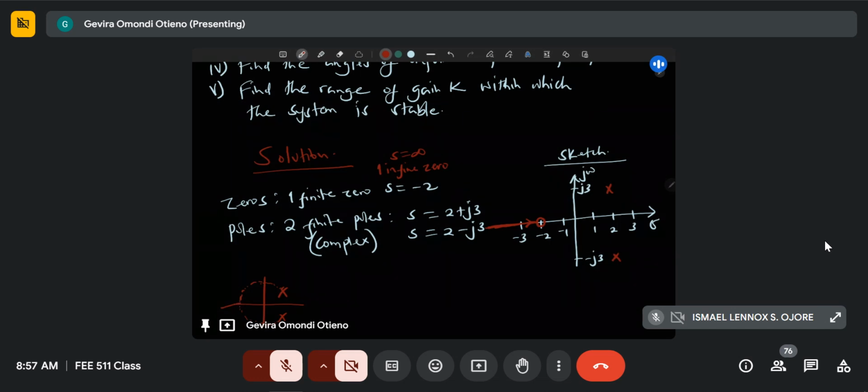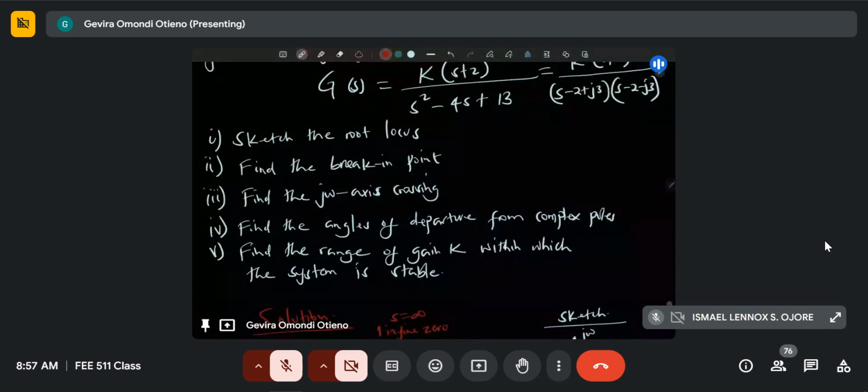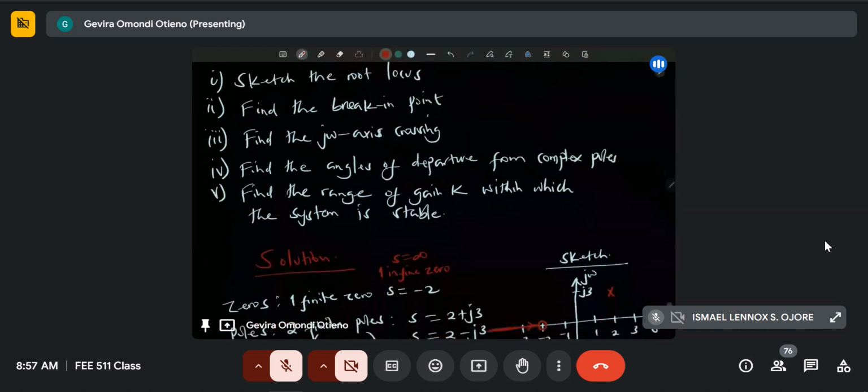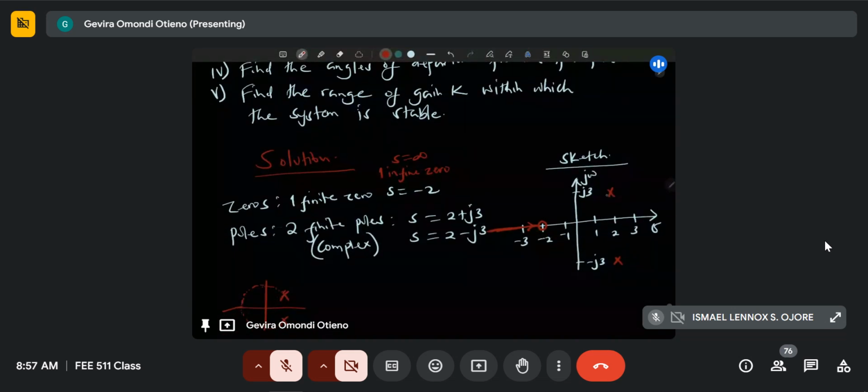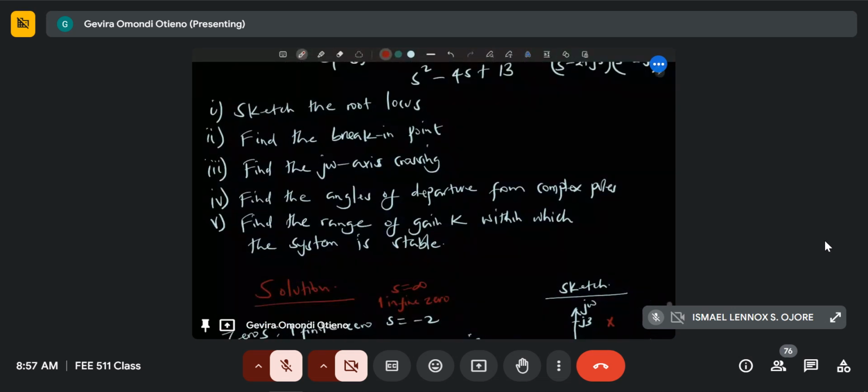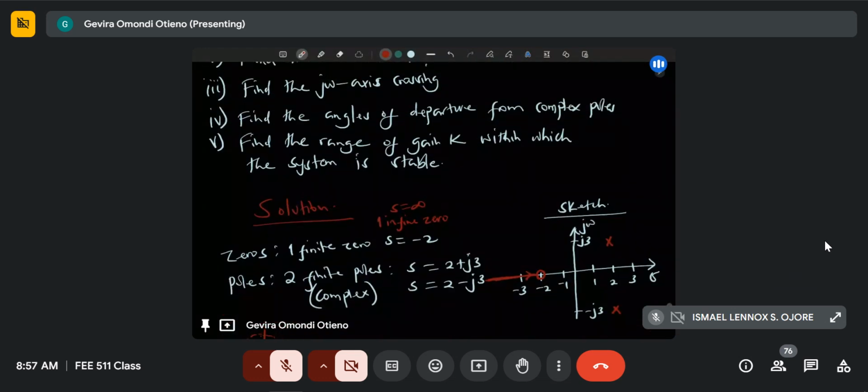If you look at our question here, notice there is J omega axis crossing involved, and there is a break-in point involved. That is a clue that there's got to be a point where our poles must rejoin the real axis, but they will have to cross the J omega axis, because our poles are in the right half plane, but our zeros are in the left half plane. So our poles will have to travel. And it's a sketch.